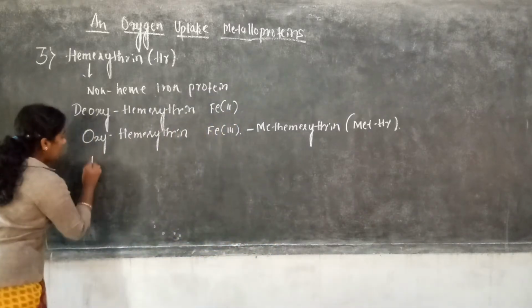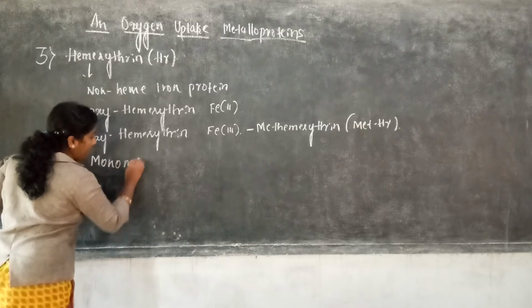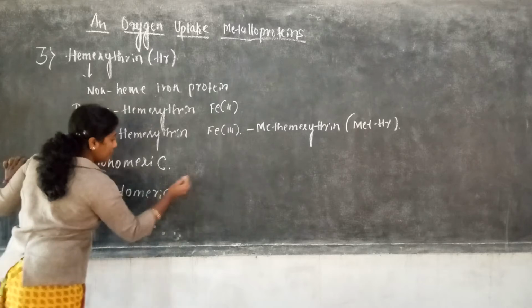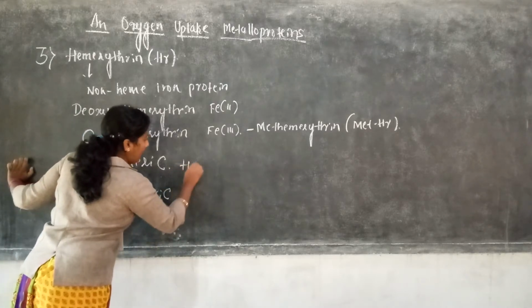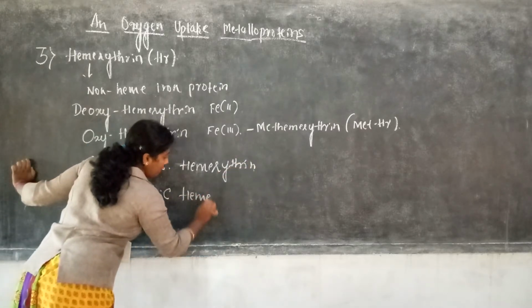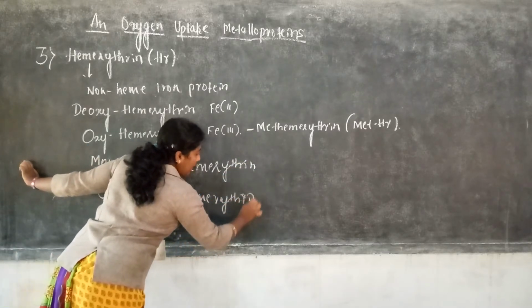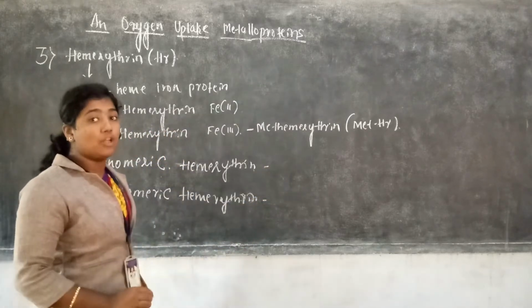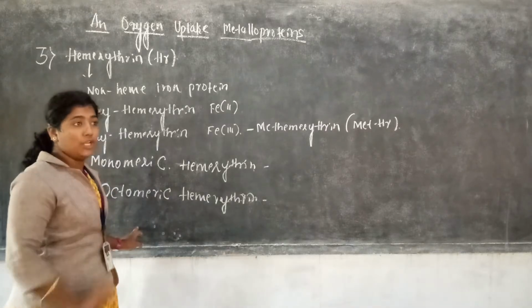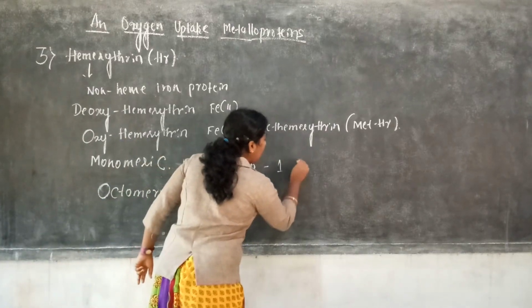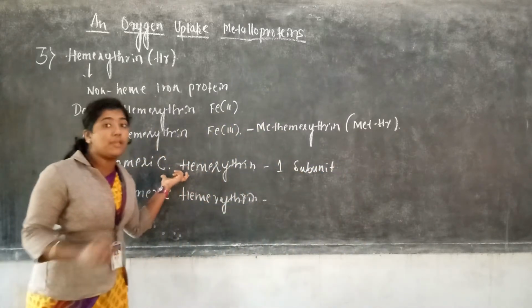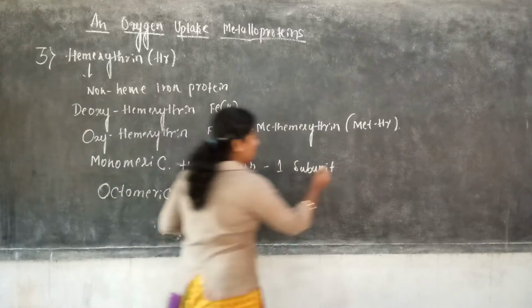So here, the monomeric and octameric forms of hemerythrin are found in a large number of invertebrates. The monomeric form of hemerythrin has only one subunit of hemerythrin. So it contains only one subunit. This monomeric form is also known as myohemerythrin.